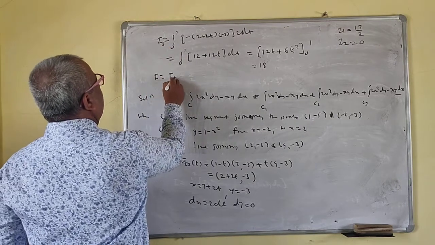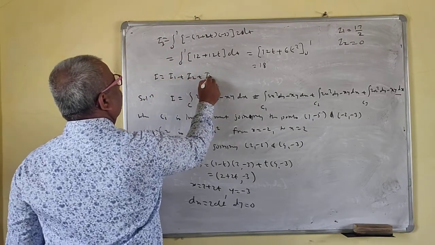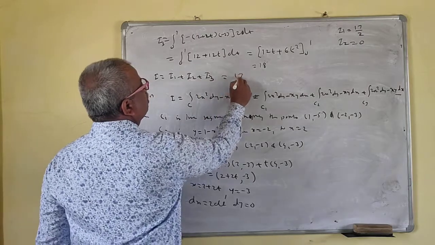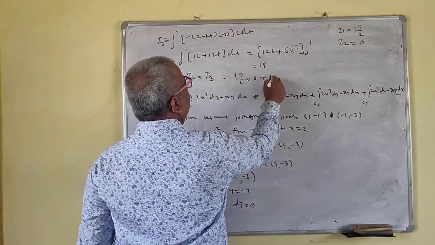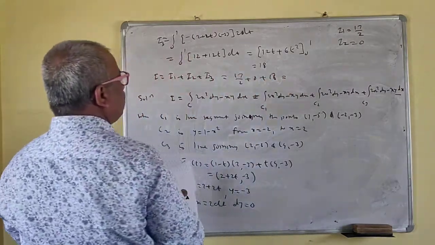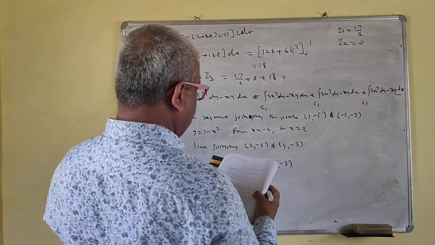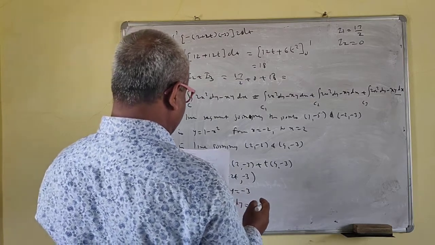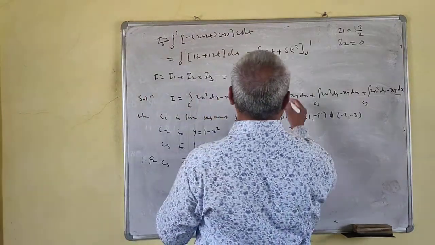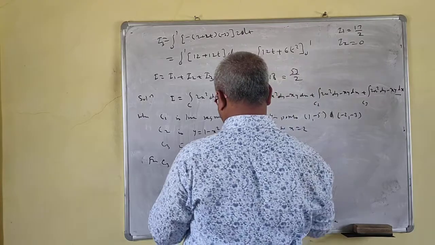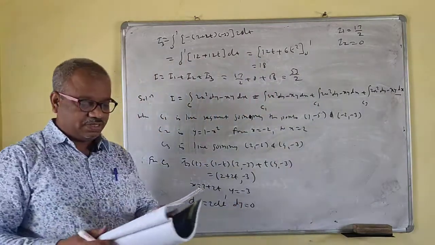So I is equal to I1 plus I2 plus I3. Your I1 is 17 by 2, plus 0, plus 18 plus 3. So this is 36, 36 plus 17. So this is 53 by 2. So 53 by 2 is the correct answer.